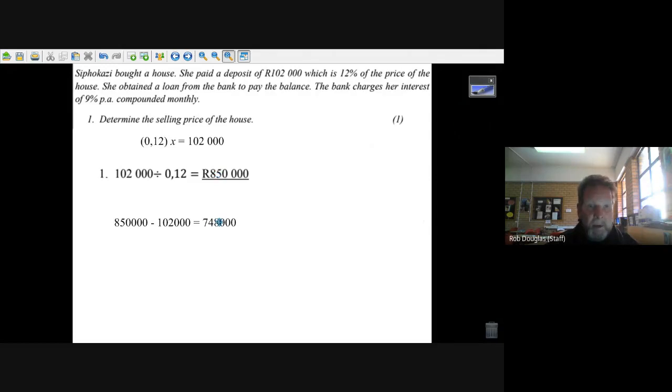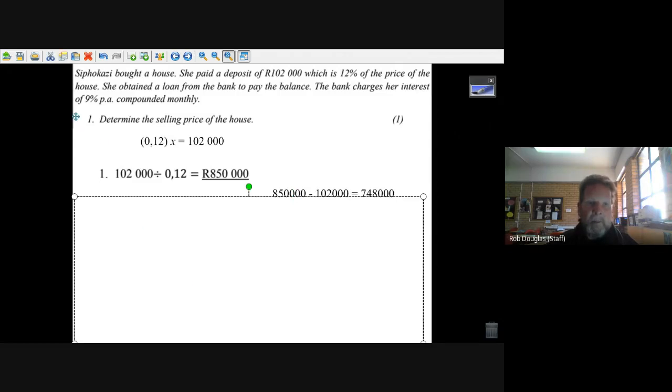Now, what you're going to need for the next part is what the loan is going to be. Well, you paid off 102,000, so you go 850,000 minus 102,000. The loan you're going to have to take out is 748,000. Hopefully that makes sense. Okay, I'm going to leave that loan part there.